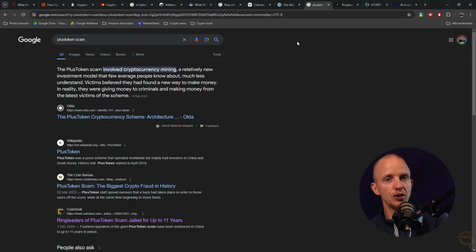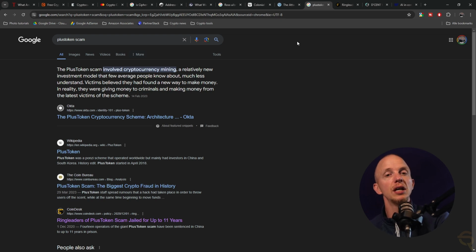And then we have the Plus Token scam, and this large-scale Ponzi scheme defrauded investors of billions. Plus Token was launched in mid-2018, presenting itself as a high-yield investment program and cryptocurrency wallet. The platform promised users high returns on their investments, typically ranging from 8 to 16% per month, by claiming to generate profits through various arbitrage and lending activities. Users were required to deposit cryptocurrencies such as Bitcoin, Ethereum, and EOS into their Plus Token wallets.